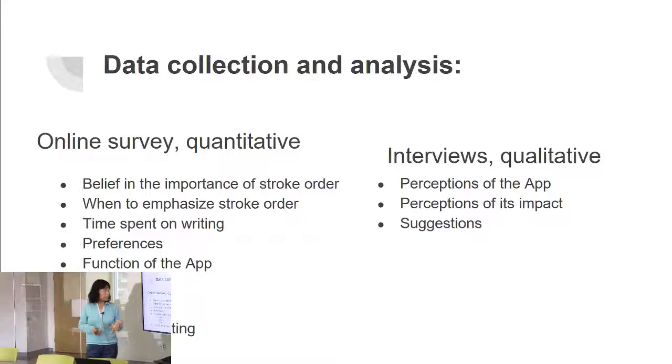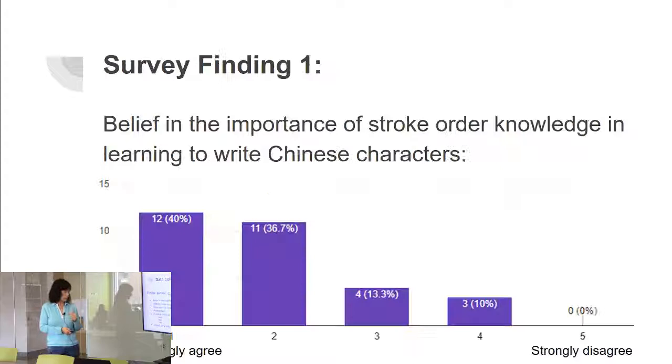The survey data were collected to learn more about the students' belief in the importance of stroke order, when to emphasize stroke order, time spent on writing Chinese characters, which method they prefer, what they think of the functionality of the app, and what they think of the impact on writing. The interview data were collected to learn a more in-depth perspective about the app itself and its impact, and what suggestions they have for future learning in terms of Chinese character writing. So this is survey finding 1.